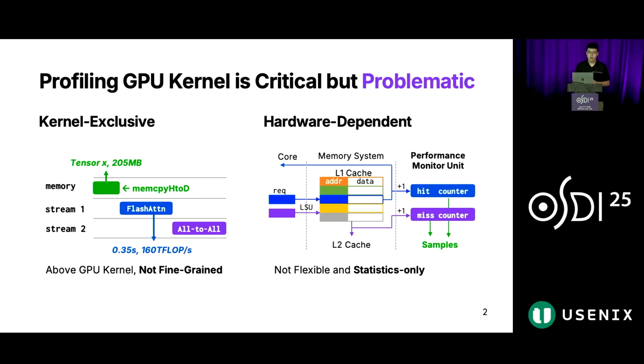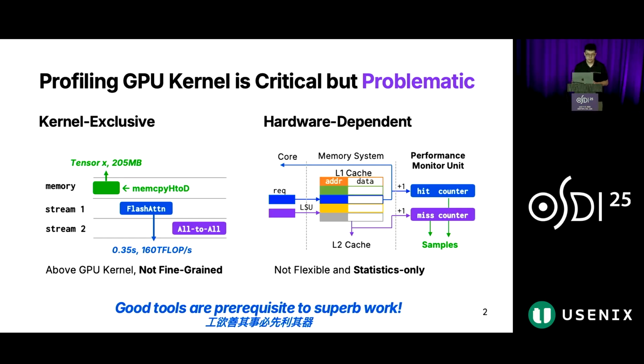For example, if we want to know the hit rate of the cache, we need to implement some hardware, named the performance monitor unit, which is basically a plus-one counter that is triggered accordingly, and we can sample it at an interval, like 1 second, to get the results. They are highly efficient, but not flexible, and statistic only. And this is why we believe the community needs a new tool, because good tools are prerequisites to superb work.